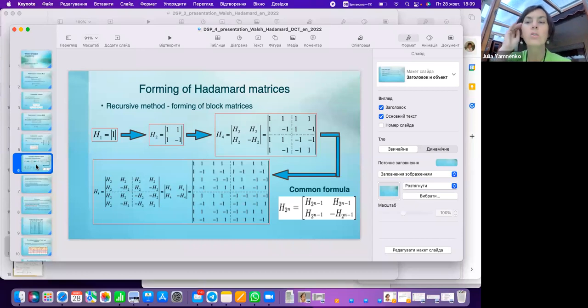And here, as was already considered in the previous presentation, there is a recursive algorithm for forming the Hadamard matrix. We have an elementary brick, H1, then we can construct H2 using this elementary brick, and when we know H2, we can construct H4. It will be like here. And then using H4, we can construct H8, the matrix with dimension 8 by 8, and a common formula.